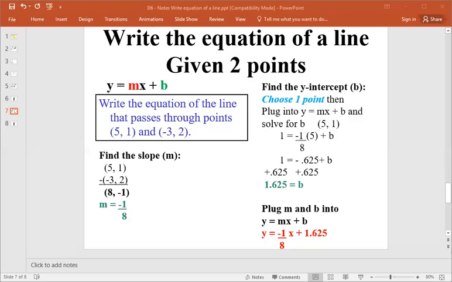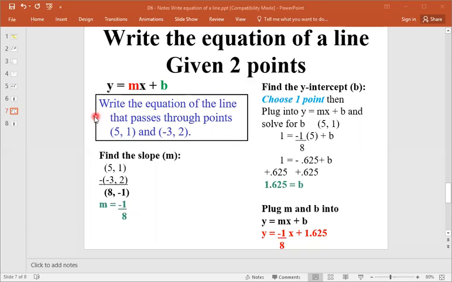Hi everyone, today we are discussing writing the equation of a line given 2 points. Remember, the equation we are working with is y equals mx plus b, which is our slope-intercept form. Okay, so let's get to it.